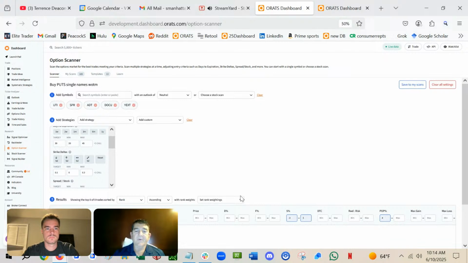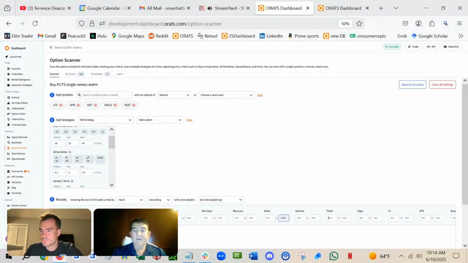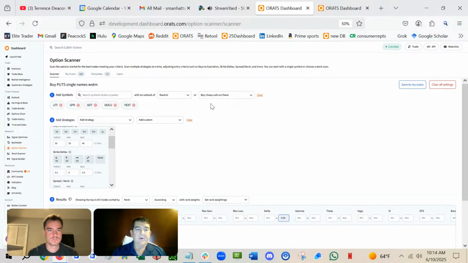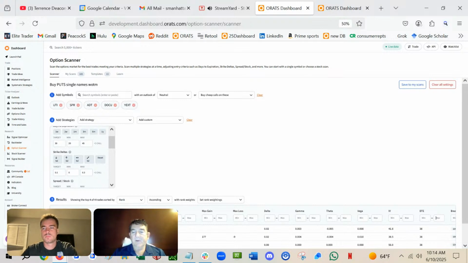I have too many tight filters, and deltas and stuff. I should have cleared this out before I did that. But anyway, you get a feeling for how to bring that in. So I could choose the stock scan, buy cheap calls on these names. Delta's still there, and then it populates.